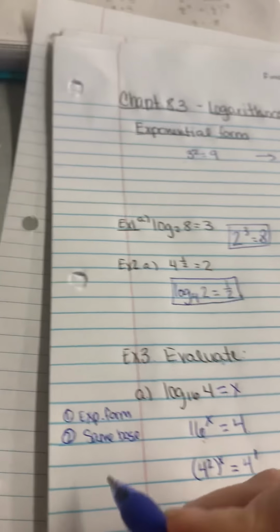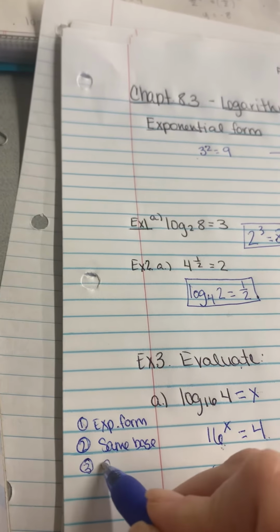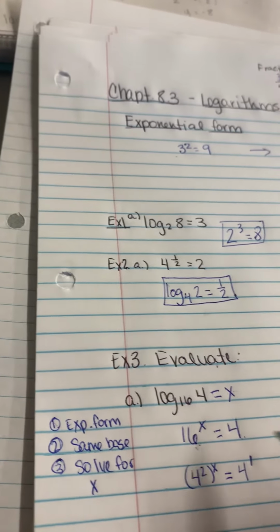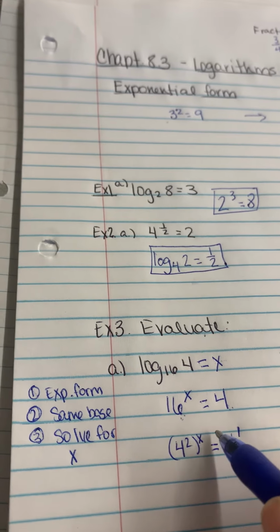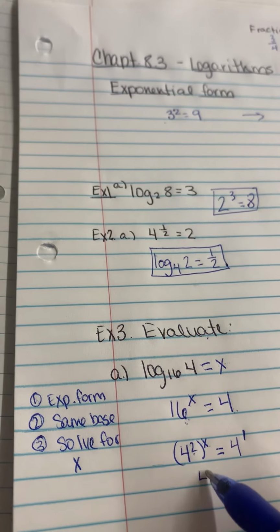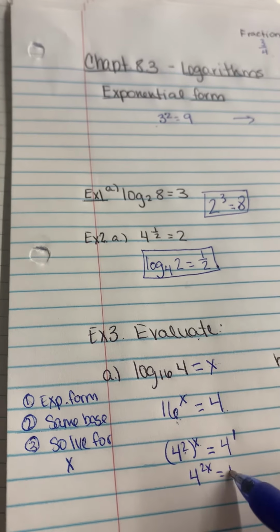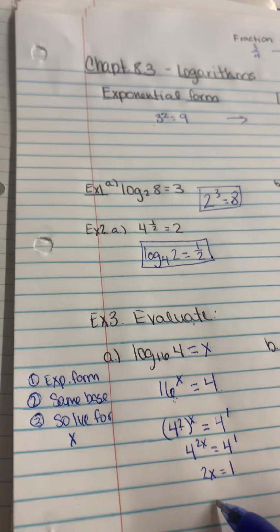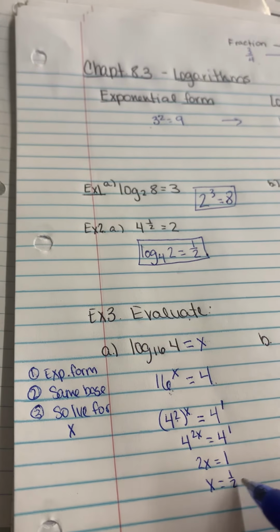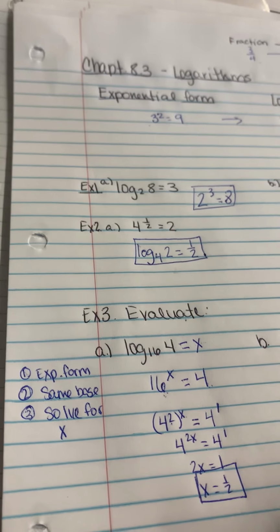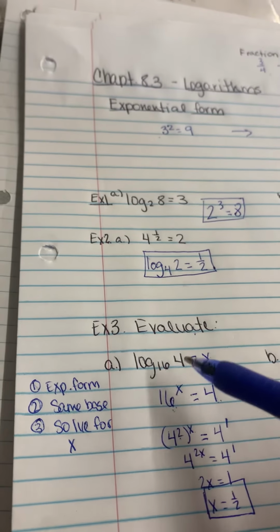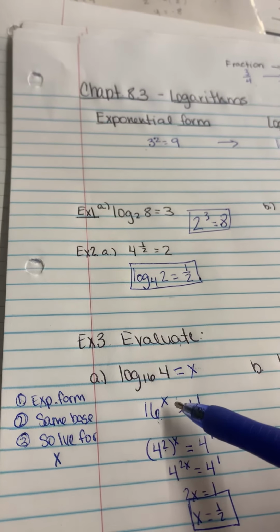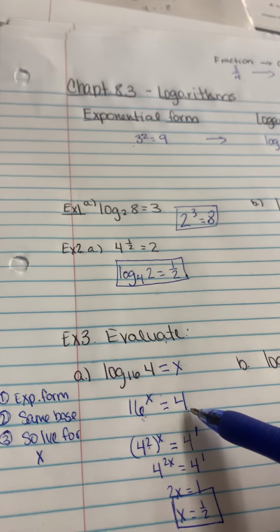Now, step number 3, we simply solve for x. I multiply my exponent in my power. 4 to the 2x equals 4 to the 1. So 2x equals 1, so x equals 1/2. There's my answer, which makes sense. 16 to the 1/2 is really the square root of 16, which gives me 4.